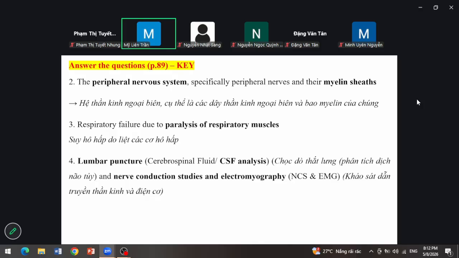To help confirm the condition, we have a lumbar puncture and nerve conduction studies or electromyography.